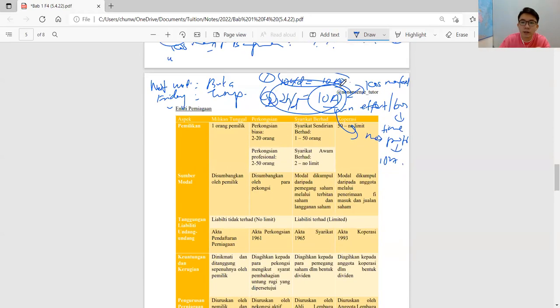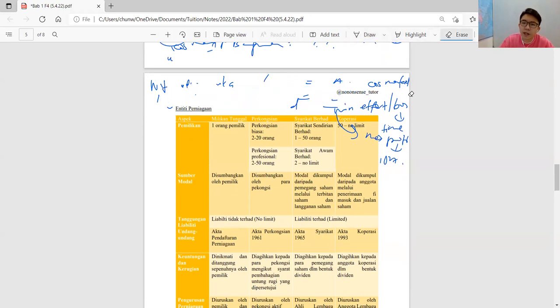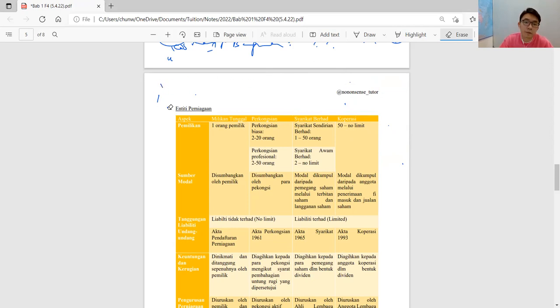Okay, so this is entity perniagaan. And what is entity perniagaan? I told you entity is a person, right? So you have to know that there are actually different types of people in the whole world. Let me give an example. Let's say in Malaysia, we have Chinese, Malay, Indian, and then the Sarawakian.